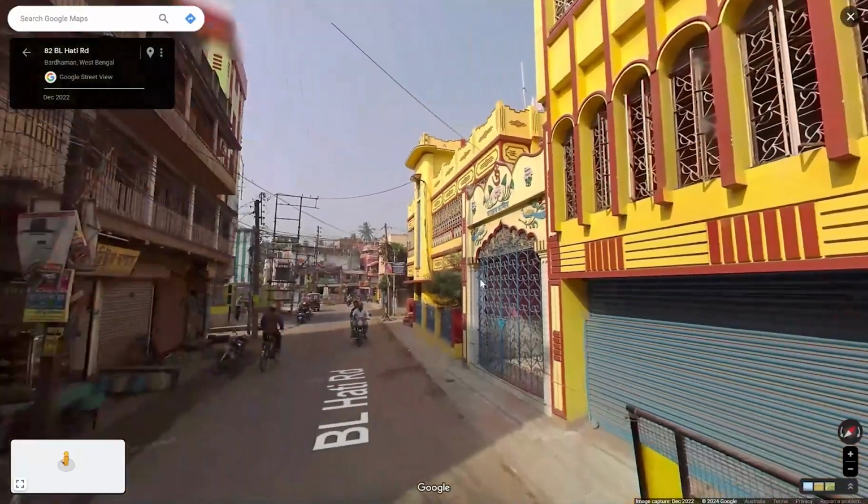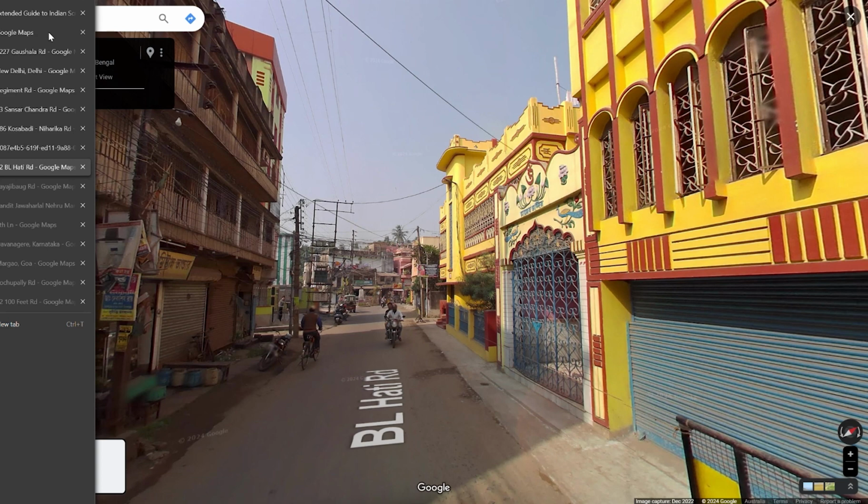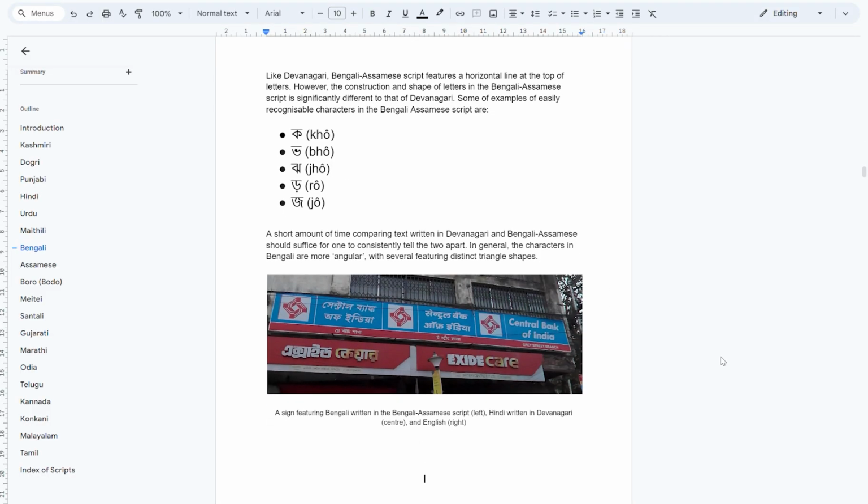This is Bengali. That's Bengali. It's all Bengali. So yeah, in West Bengal, you'll see huge amounts of Bengali.